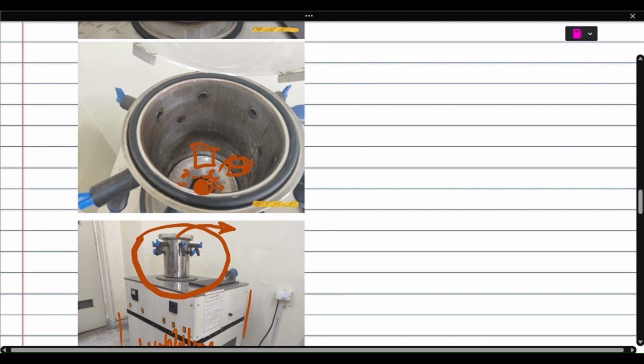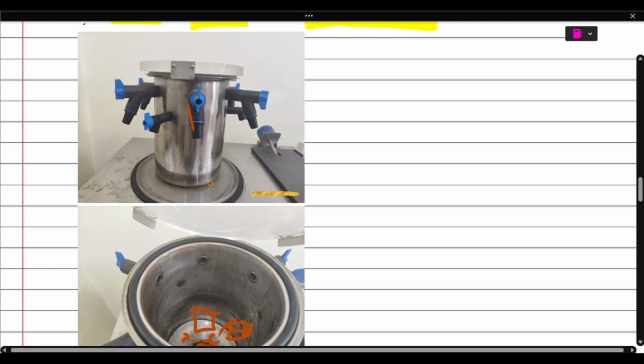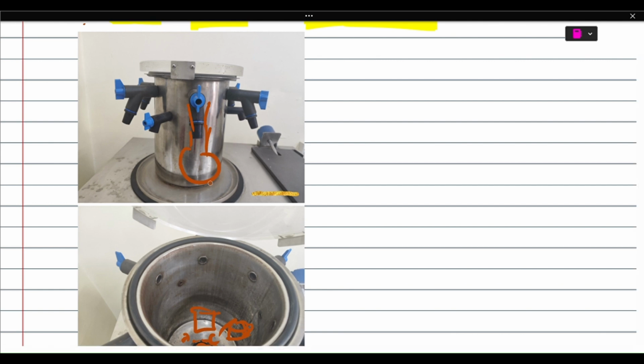Also we have these valves. Here you can attach your flasks which are specially made for this lyophilizer, and by doing that you can freeze dry your sample.